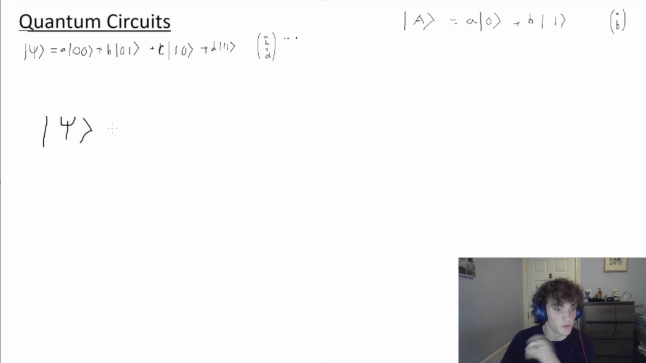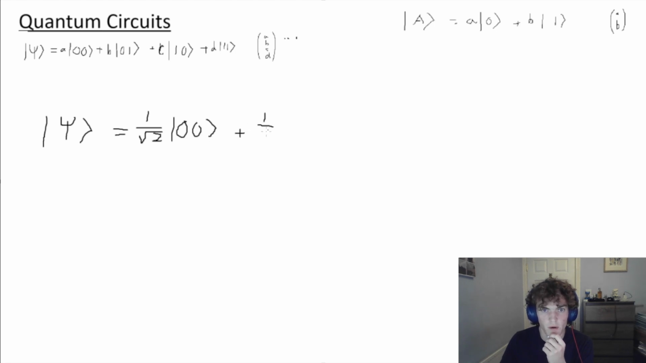So this state here is called the Bell state, named after someone Bell. Excuse me, I will put that in the description. I should know his name. And the Bell state is written like this. 1 over root 2. It's a 2-qubit system, and we're looking at the entire system. 1 over root 2, state 0, 0, plus 1 over root 2, state 1, 1.